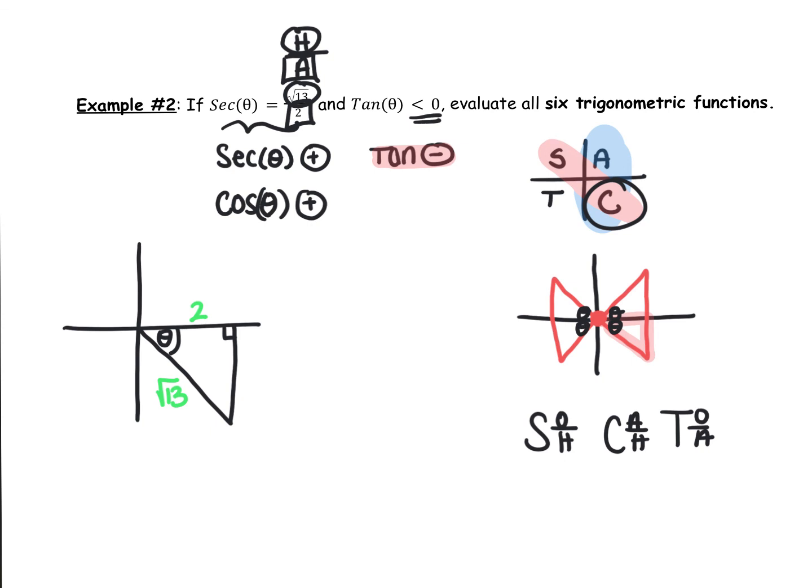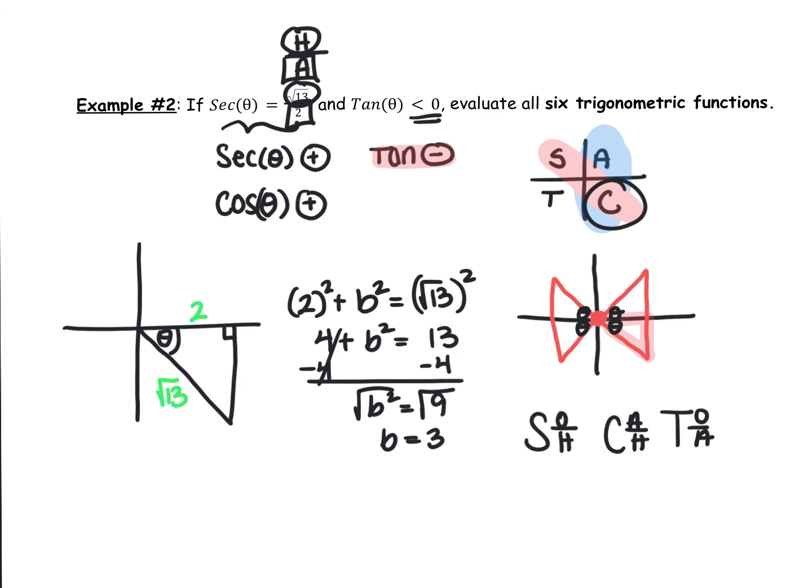So again, we're missing a side of a triangle, so we're going to have to use the Pythagorean theorem. So take a minute, pause the video, find the length of the missing side, and then hit resume when you're ready for the answer.